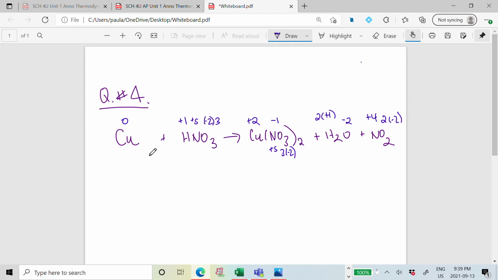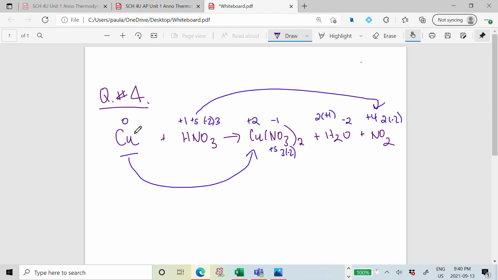So let's see how these are changing. So copper goes from 0 here to +2, so it's experiencing a change in oxidation state. Nitrogen here is +5, it's +5 here, and then it's +4 here. So nitrogen is changing over from this one to that one at +4. It doesn't change oxidation state here. So that tells me that some nitrogen is unchanged and some is changed. So we're going to balance the portion that is changed and then worry about figuring out the rest after.